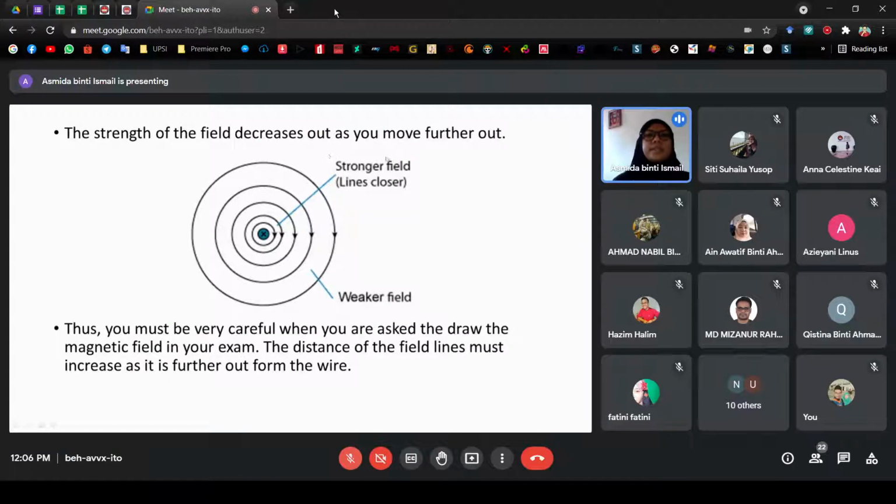The strength of the field decreases as you move further out. You must be careful that when you are asked to draw the magnetic field in your exam, the distance of the field lines must increase the further out from the wire. So you can see here is how to draw the magnetic field. Lagi jauh daripada arus ni ataupun daripada wire ni, dia punya gap dia lagi jauh lah. Means that this is a stronger field and this is a weaker field.